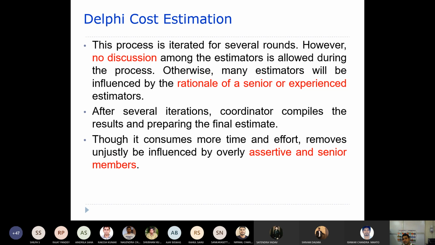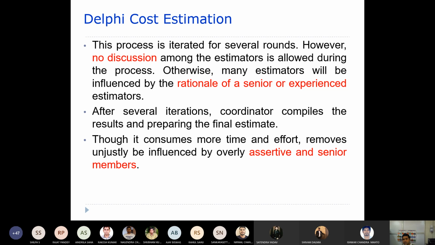Okay. So usually what will happen, let's say there is a very senior person, whatever estimation he gives, the junior estimators will also follow the senior person, right? Because the senior is giving the estimation, they may feel at some point that it must be appropriate, and as a result you may get poor estimations. Okay, so this is not allowed. That is part of Delphi cost estimation, right?